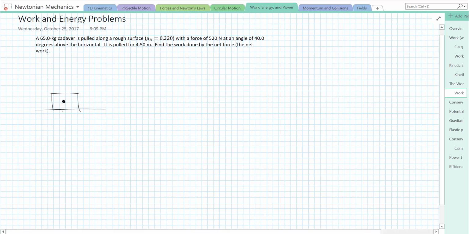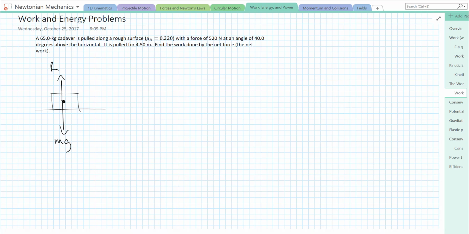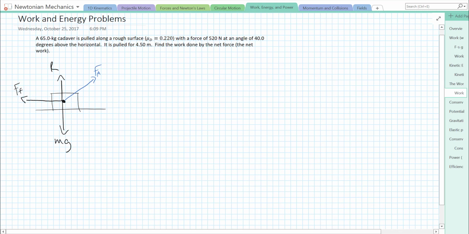The forces acting on our cadaver are going to be, we have a downward force of gravity, mg. We have an upward normal force. I'm going to write it as r. We have a pulling force at an angle of about 40 degrees. I'm going to label it Fa. And what else do we have? Well, we have friction. I drew Fa in blue because I know that we're going to have to break it into its components. So I'm just going to do that right now. We're going to have Fax and Fay, and we know this angle is 40 degrees.